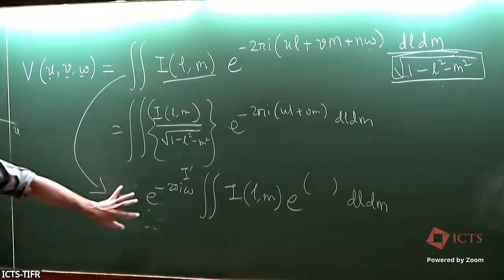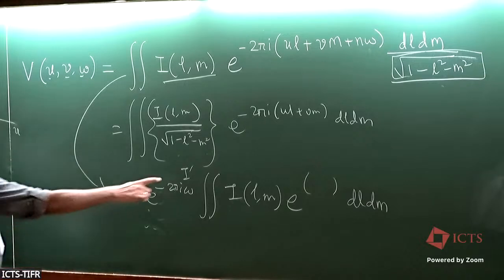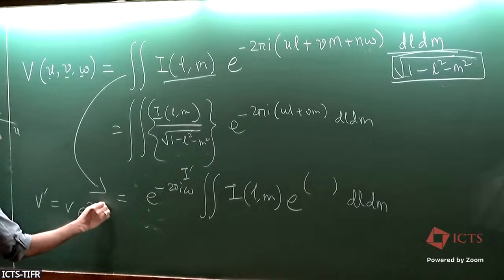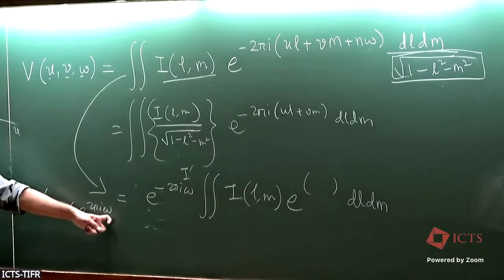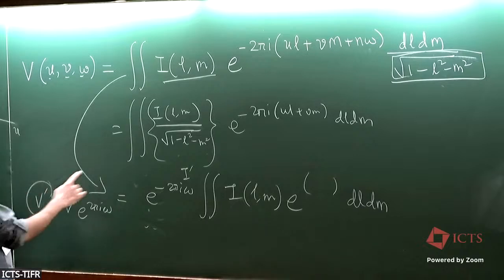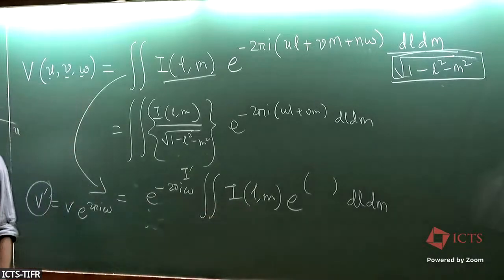It's often customary to define, instead of I prime here, a V prime, which is your V times e to the power 2 pi i w. Okay, of course, you know the W for different directions, you correct your visibilities by this factor, then this V prime is an exact Fourier transform of your I(L,M) under that assumption. Okay.